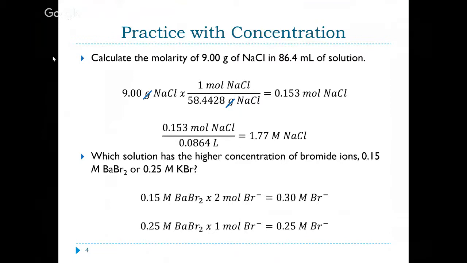We can also compare different solutions to see which has a higher concentration of a specific ion. Which solution has the higher concentration of bromide ions: 0.15 molar barium bromide or 0.25 molar potassium bromide? In solving problems like this, we have to know how many moles of a particular ion we are going to get. When barium bromide breaks apart, you get 1 barium ion and 2 bromide ions. When potassium bromide breaks apart, you get 1 mole of potassium and 1 mole of bromide. So we're basically multiplying our concentrations by the subscripts of the ion that we're interested in. 0.15 times 2 gives us a 0.30 molar bromide solution, and 0.25 molar times 1 gives us 0.25 molar bromide. So clearly we have more bromide ions in a 0.15 molar solution of barium bromide.